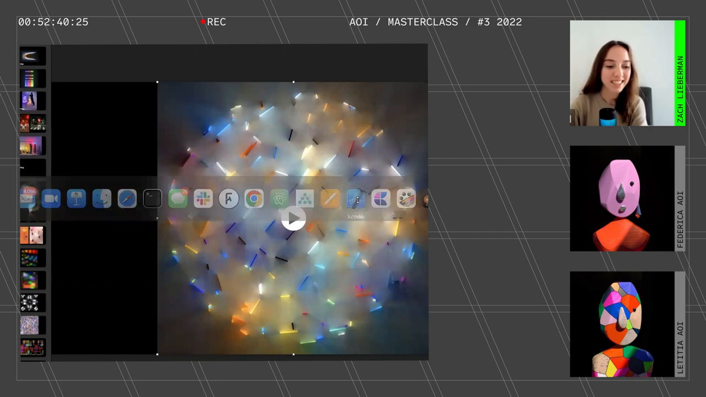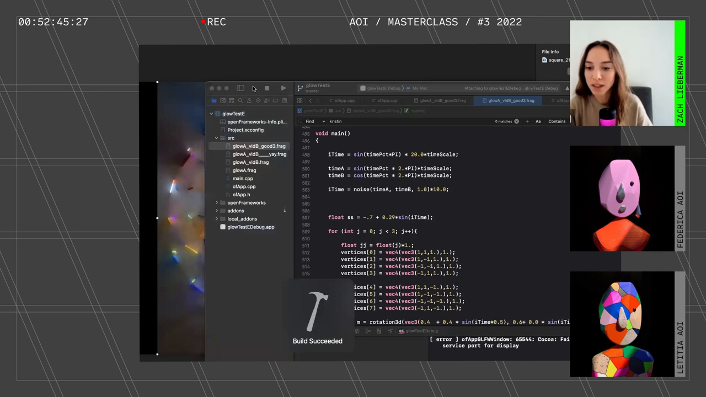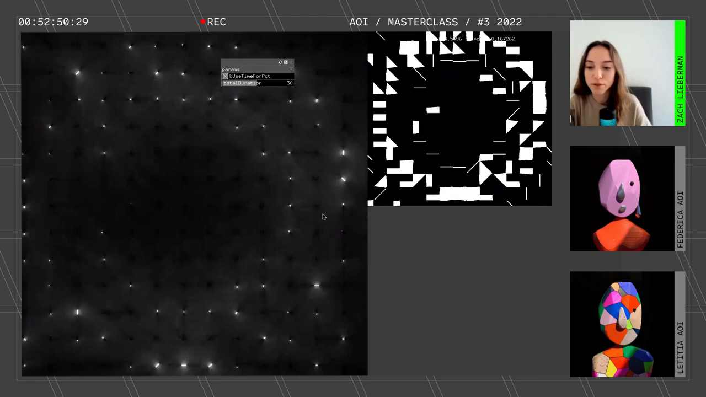Yeah, I actually have a question, if I can jump in already. Someone, Artlet, is asking: how do you feel about making specific works versus long-form generative algorithms? Do you have a preference, and how are the challenges different?